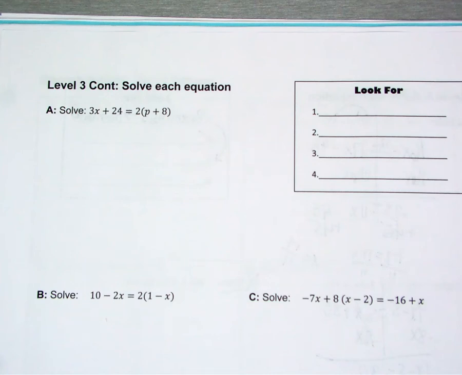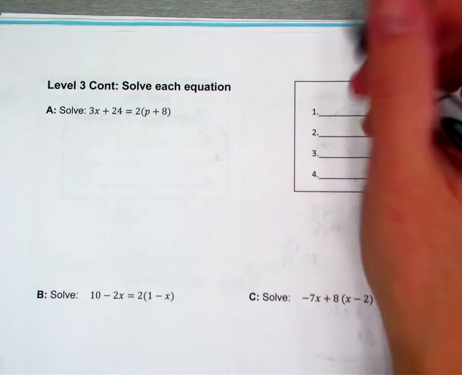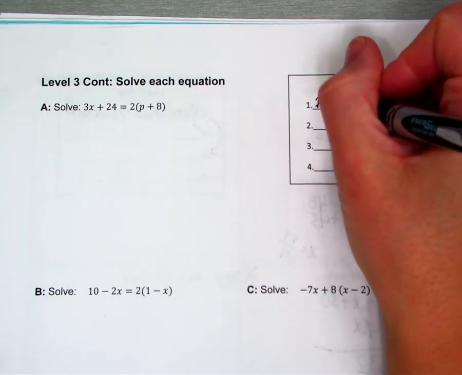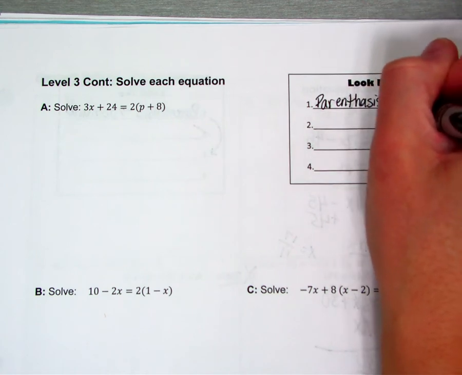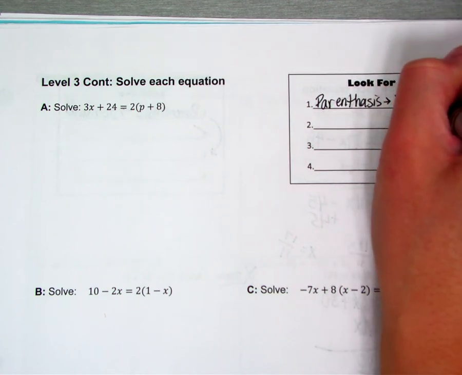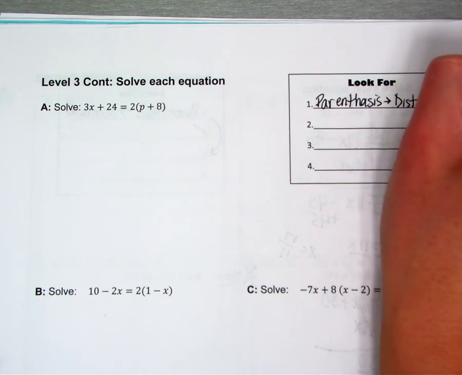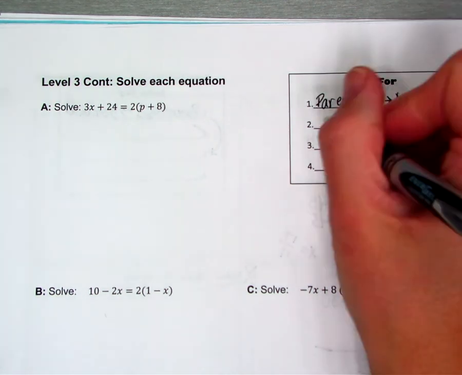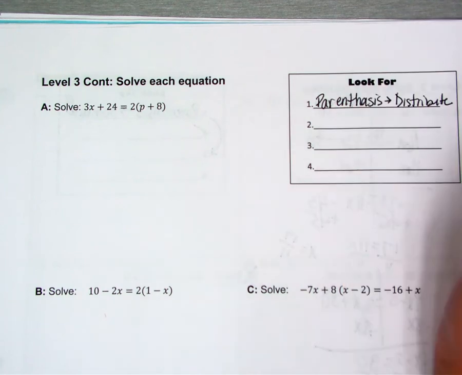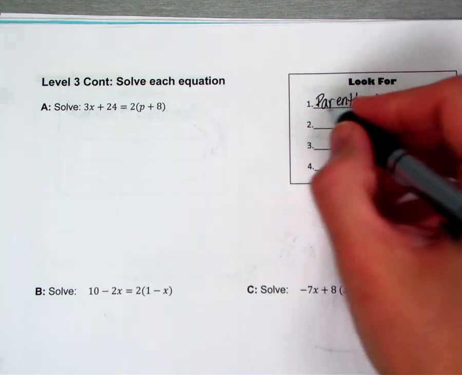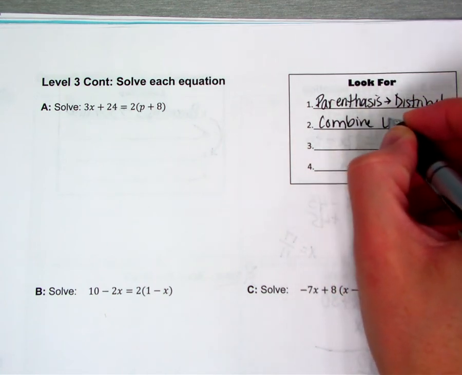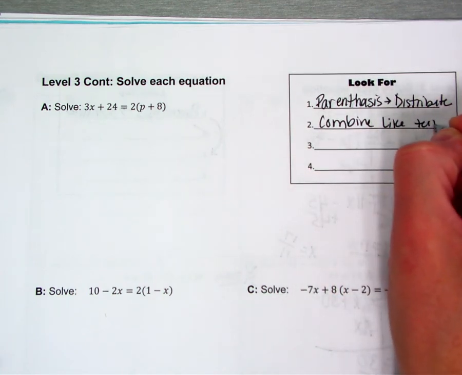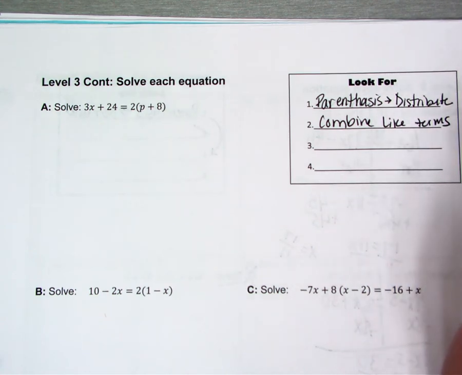Okay, so we've been working through these look-for steps, and the first thing we want to look for again is parentheses, which means we're going to distribute. Then we want to look for multiple things on the same side, which would be called combining like terms. Those are the first two things you should look for in every problem.